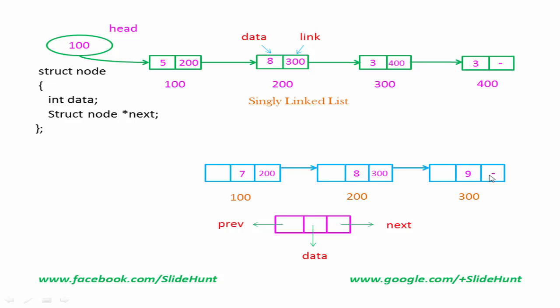For the first node, there is no previous node, so previous link field will contain null. For second node, previous link field will contain the address of first node, that is 100. Similarly, previous link field of third node will contain the address of second node, that is 200. Similar to the singly linked list, we have a variable that holds the address of first node and we call it as head. So this is a doubly linked list of three nodes.